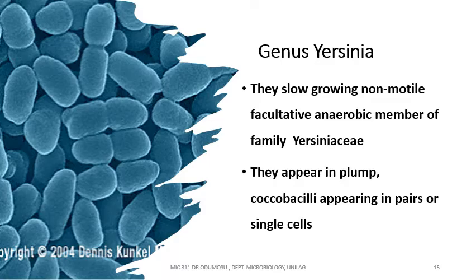Yersinia are easily found in the environment. They are found in a variety of environments, which include soil, water, and in the intestine of some animals. While some species of Yersinia are harmless, others are known to cause a variety of diseases in humans and animals. They are slow-growing, non-motile, facultative anaerobic members of the family Yersiniaceae. They appear as plump coccobacilli. Sometimes they appear in pairs or as single cells.